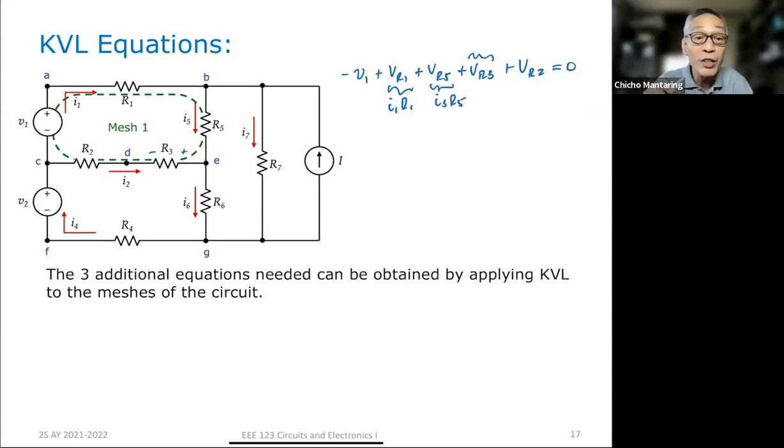passive sign convention. And therefore, when you express a relationship between voltage and current, you have to make it negative. So this will end up being minus I2 times R3. And this is also going to end up being minus I2 times R2.